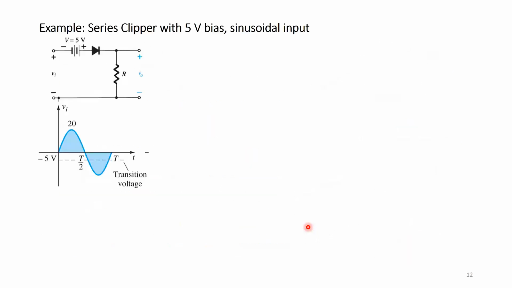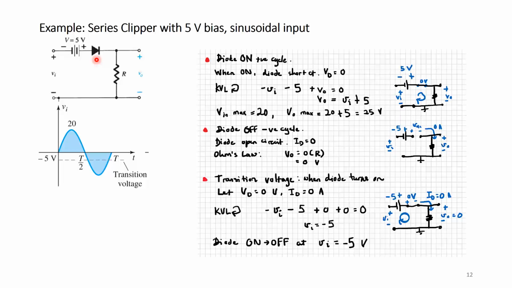Alright, example: series clipper with a 5 volt bias, sinusoidal input V in. Okay, and so I have a sinusoidal input V in, which peaks at 20 volts. Okay, and I have an added bias here, which is 5 volts. Okay, so it doesn't say anything about the diode, so we assume that the diode is ideal.